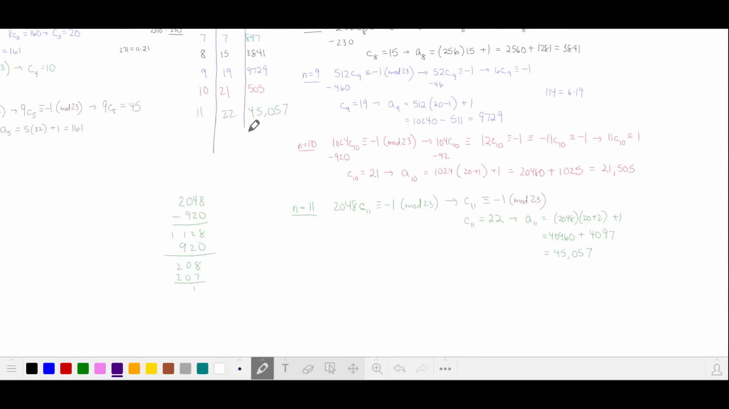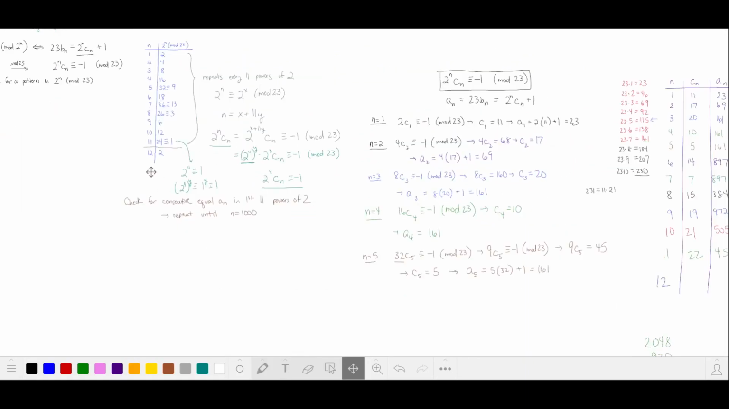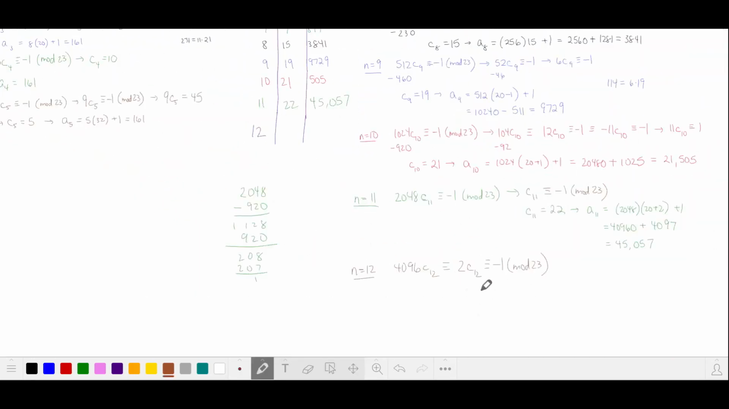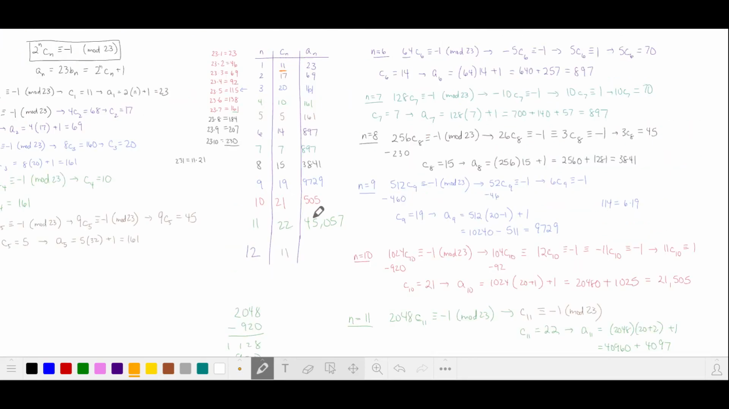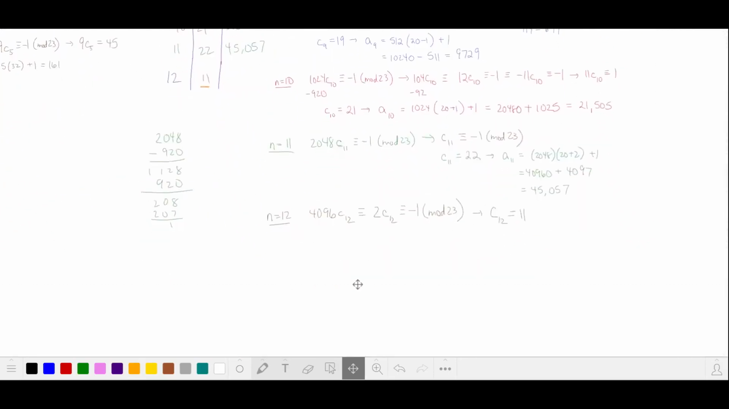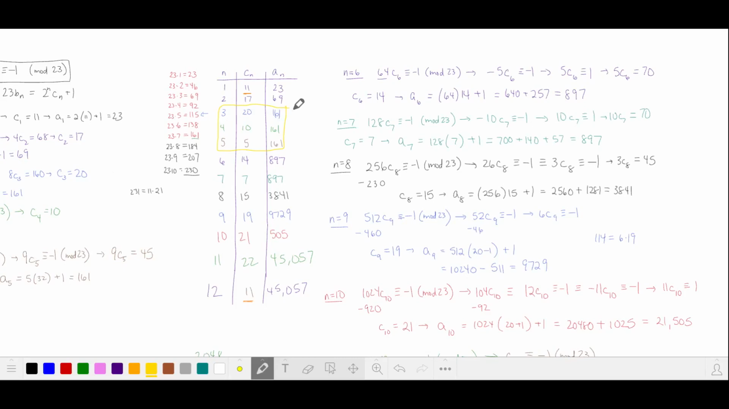Just in case, let's check n equals 12. Using our earlier table, 2 to the 12th power is equivalent to 2. Not surprisingly, it gives us the same solution for C12 as we had for C1. Checking our table, C1 is 11 and C12 is also 11. So everything is working out as planned. Let's calculate A12. We'll multiply 4096 by 11 and add 1. This is also 45057. Looking over our table, we find these three consecutive equal A sub n's.